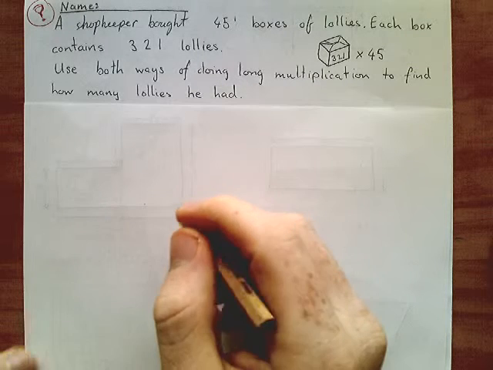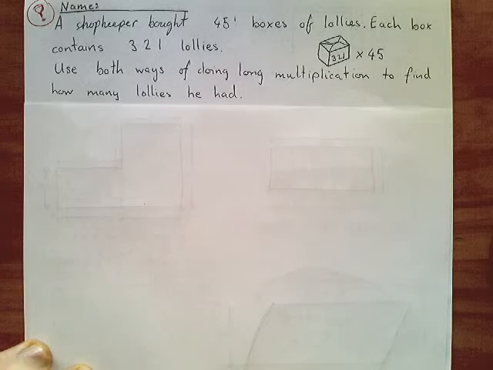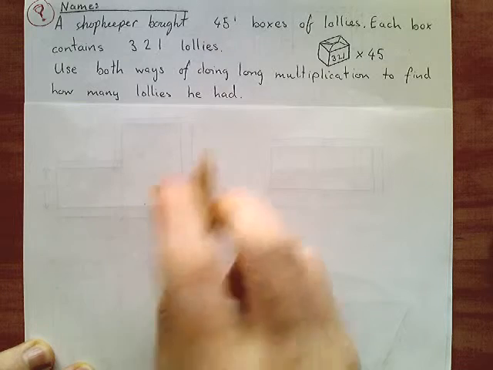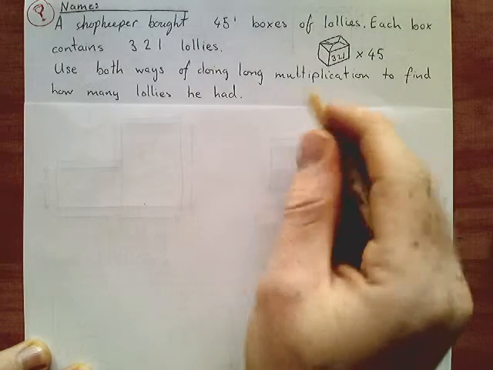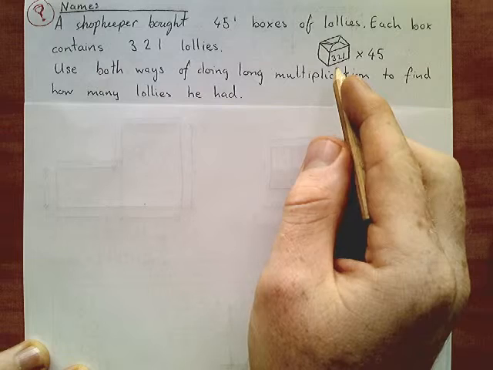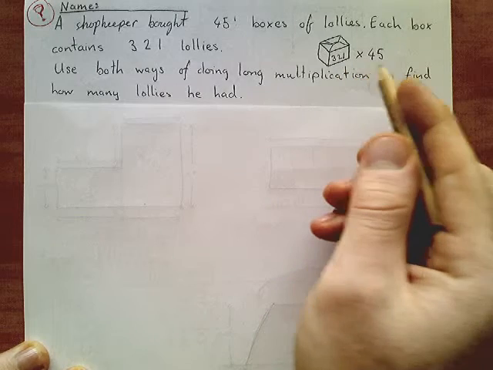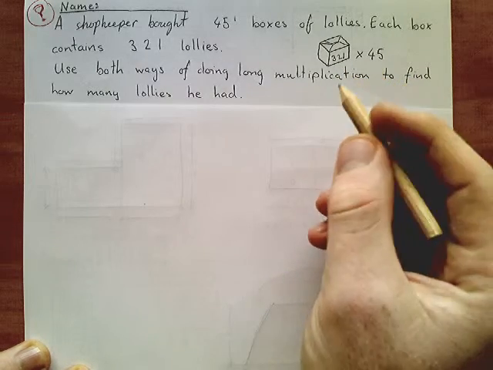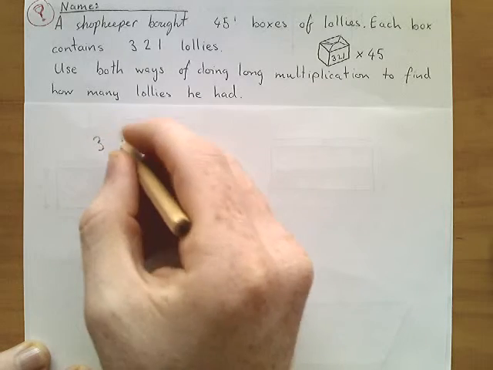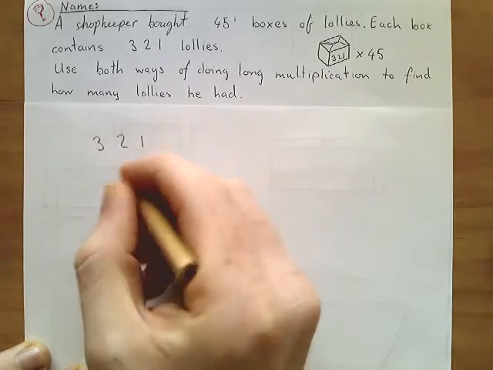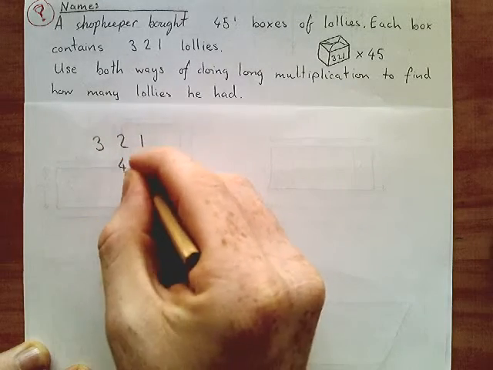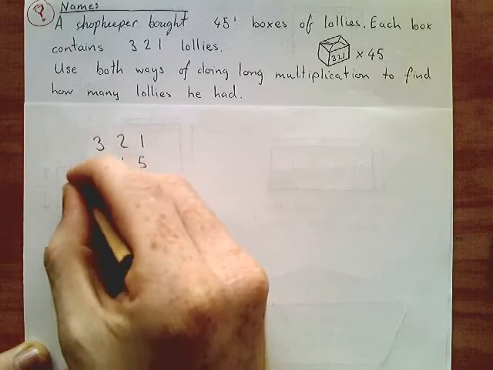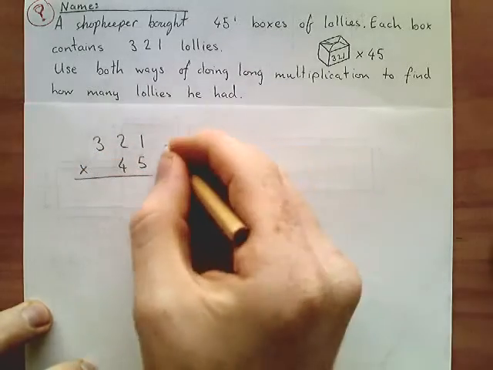Okay, the other part of the test was long multiplication and converting units, or multiplying by 10, 100, dividing by 10, dividing by 100. Okay, so let's just get straight into it. There are 321 lollies in each box and he has 45 of them. So basically, it's 321 times 45. Okay, so we'll do the long way first.